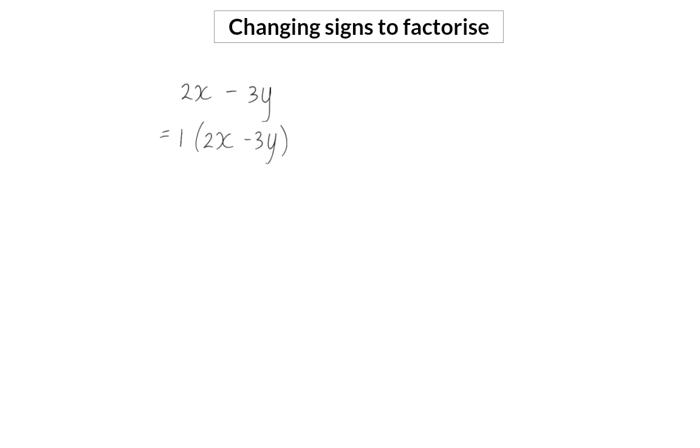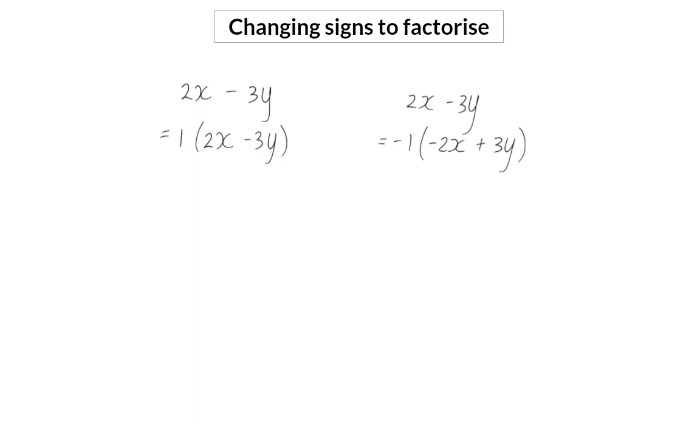But we could have also chosen to take out minus 1 as a common factor. When taking out minus 1, we will have to divide by minus 1, and that means that both these terms' sign will have to change. So here we can see that 1 and minus 1 is always a possible common factor for any terms.